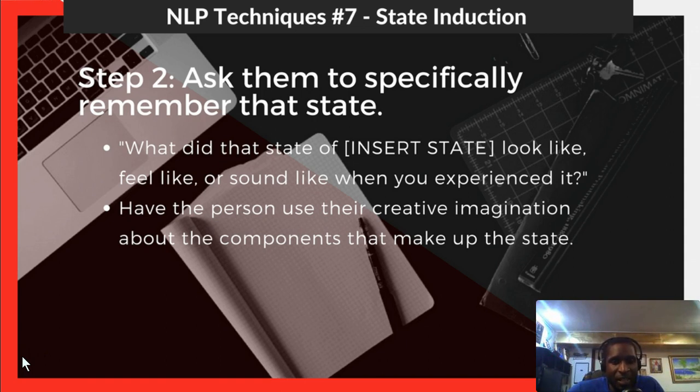In the second step, you want to ask them to specifically remember that state. That state could be anything: a state of confidence, a state of relaxation, a state of excitement, whatever. You can ask them, what did that state look like? What did it feel like? What did it sound like when they were experiencing it? And make sure the person is using their creative imagination about the components that make up that state.